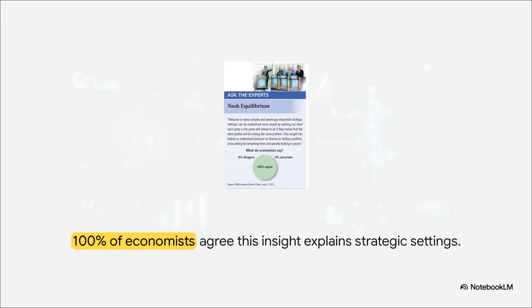And what's crazy is how universally this applies. A full 100% of surveyed economists agree on the explanatory power of this model. We're talking about the exact same underlying logic that governs everything from a penalty kick in soccer to corporate price setting, all the way to massive military conflicts. It is essentially a fundamental law of human strategy.